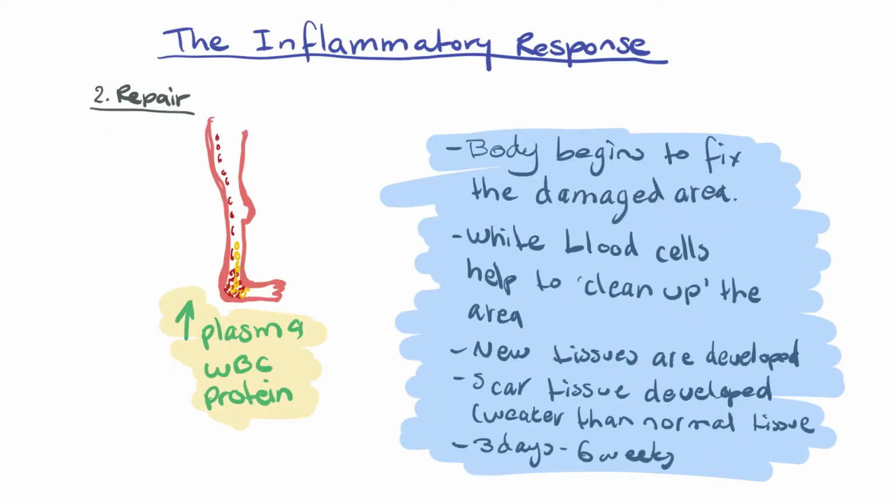So the next stage is our repair stage, and the repair stage is when we have this increase of good things to the site, so plasma, white blood cells and protein, and the body begins to fix the damaged area and starts to remove that excess fluid. So white blood cells come in and they help to clean up the area, and new tissues start to develop. So if you've had a tear or a strain to the area, these new tissues will replace them.